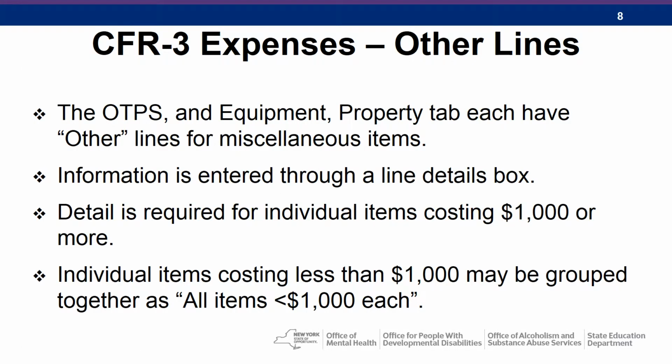The other lines are for those expenses that do not belong on any of our pre-designated lines on the CFR 3. The OTPS and Equipment Property tab each have other lines for miscellaneous items. Information is entered through a line details box. Detail is required for individual items costing $1,000 or more. Individual items costing less than $1,000 may be grouped together as all items less than $1,000 each.